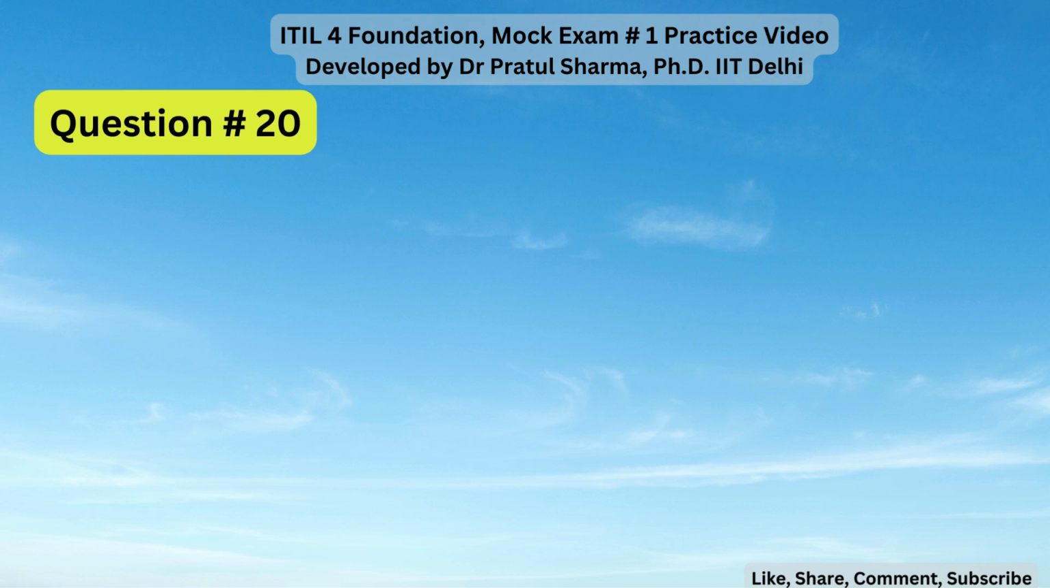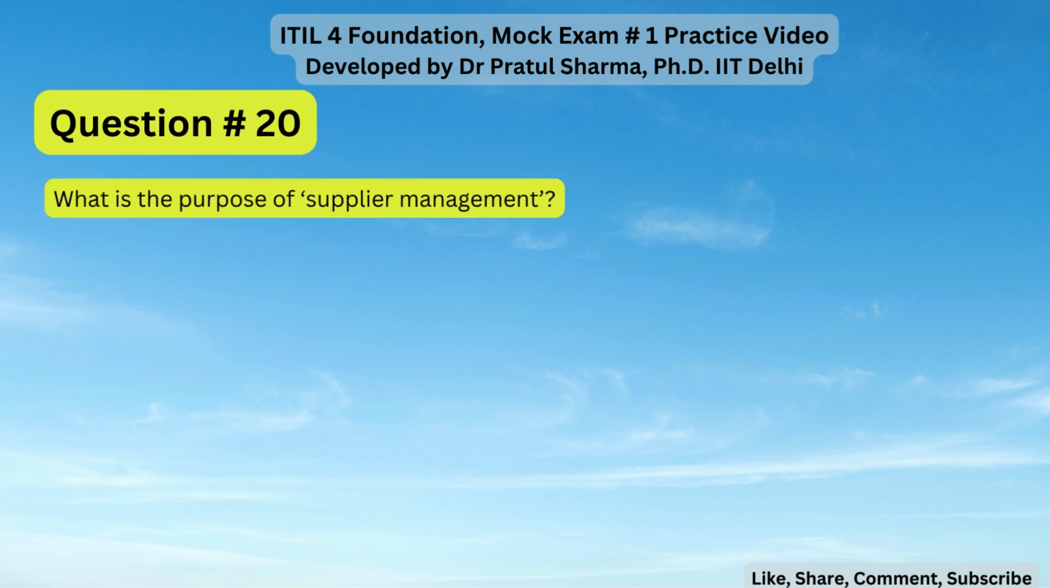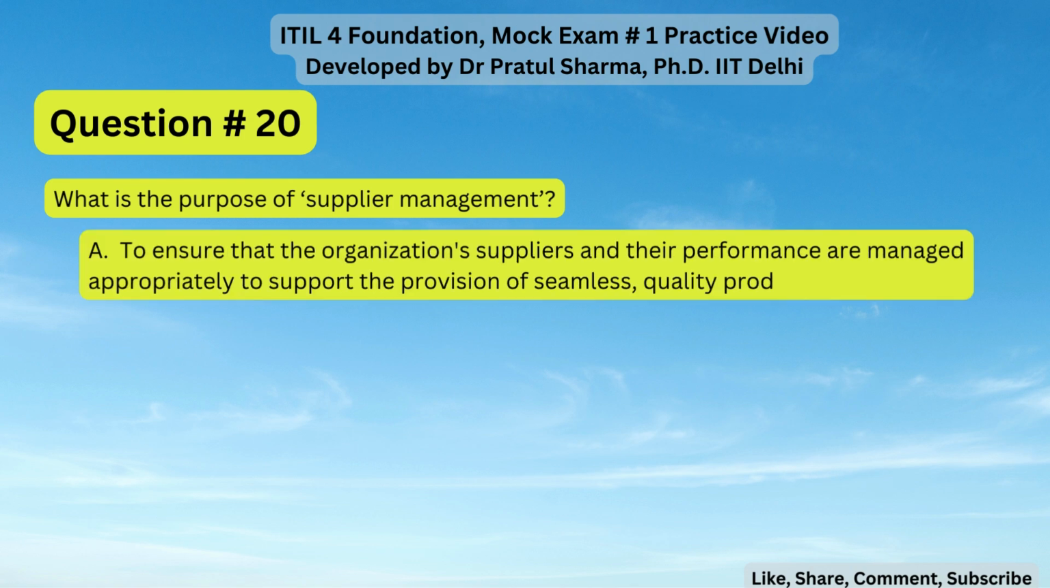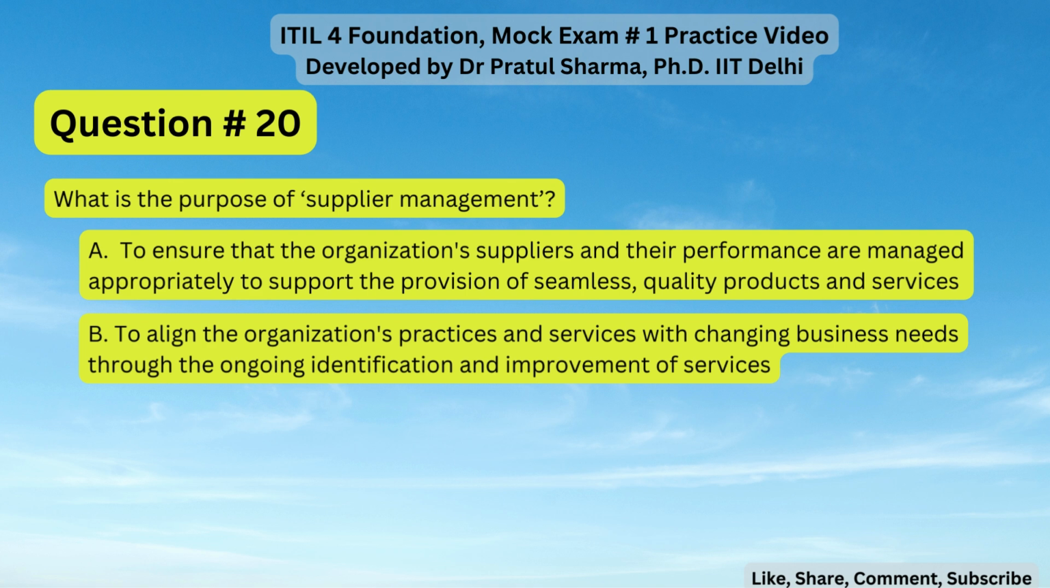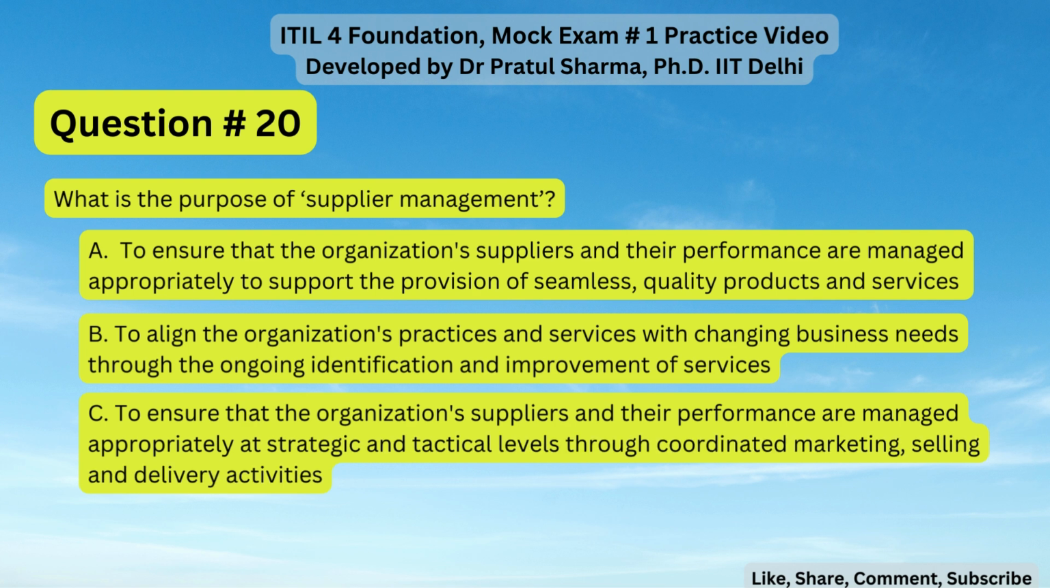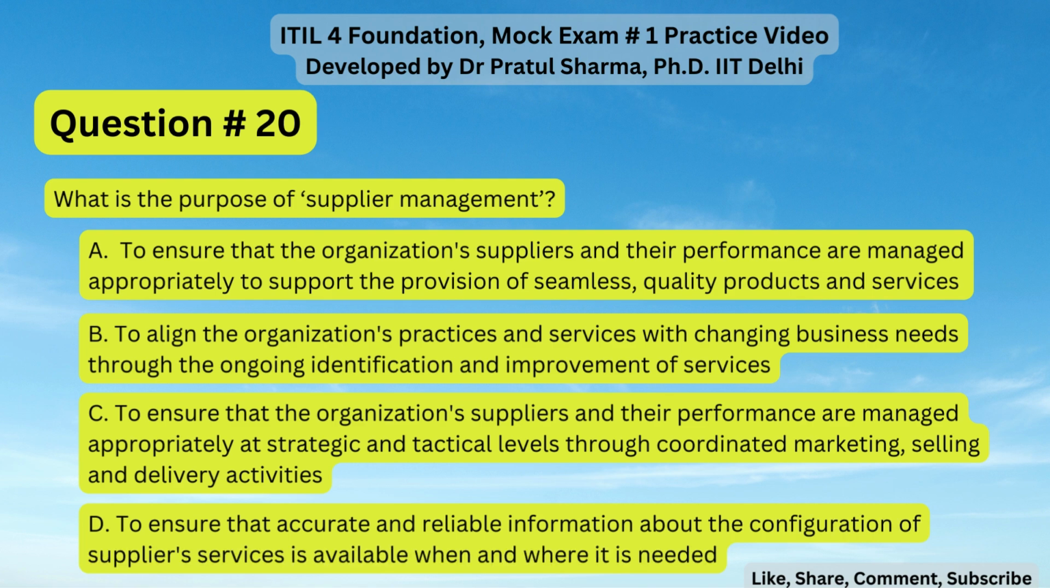Question number 20. What is the purpose of supplier management? A. To ensure that the organization's suppliers and their performance are managed appropriately to support the provision of seamless, quality products and services. B. To align the organization's practices and services with changing business needs through the ongoing identification and improvement of services. C. To ensure that the organization's suppliers and their performance are managed appropriately at strategic and tactical levels through coordinated marketing, selling and delivery activities. D. To ensure that accurate and reliable information about the configuration of suppliers' services is available when and where it is needed.